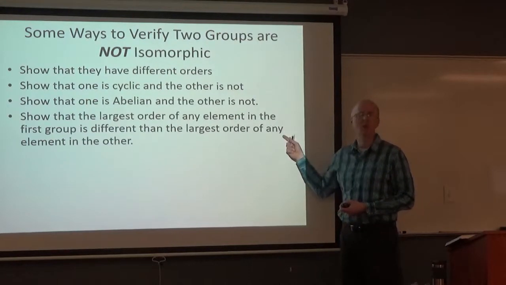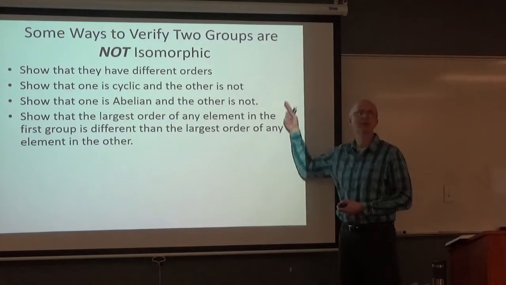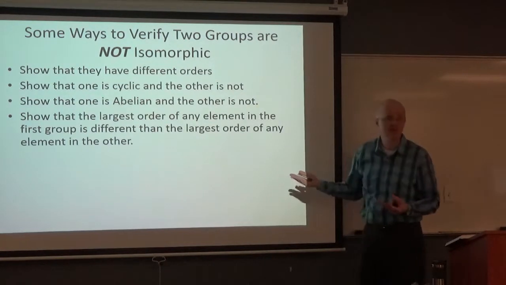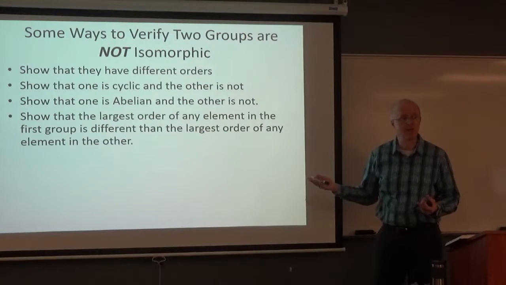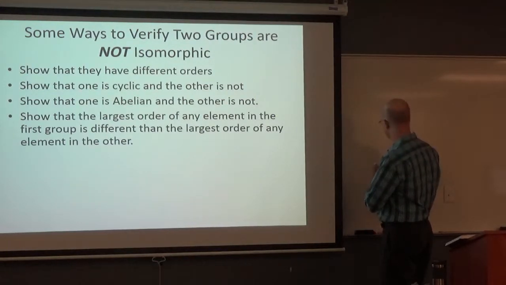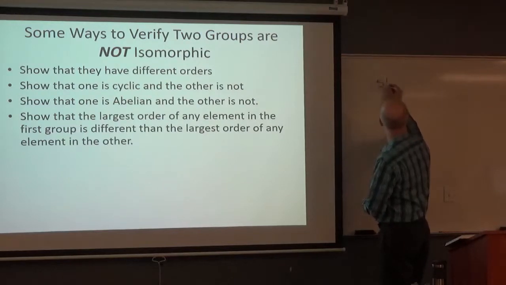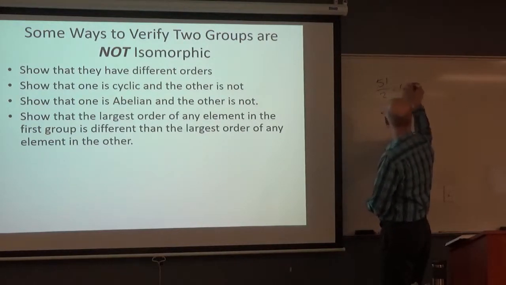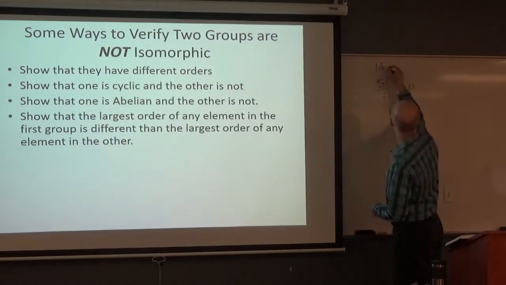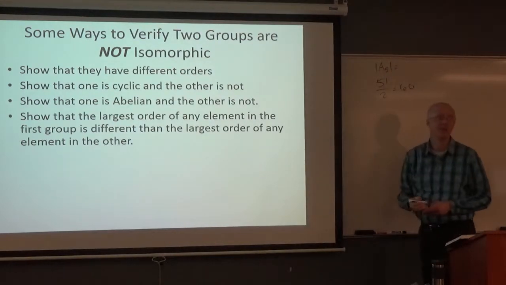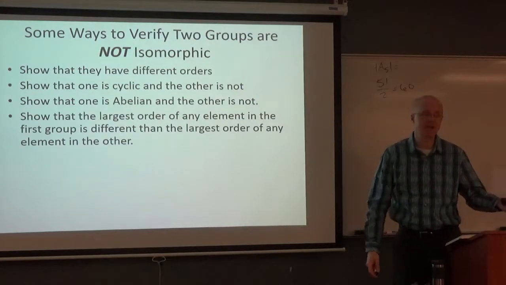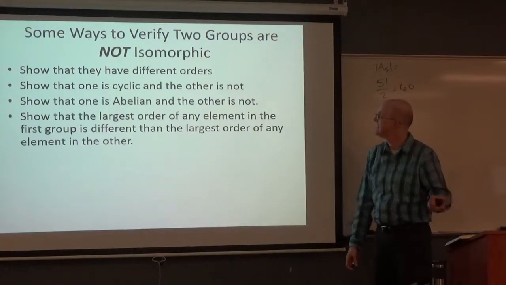Well, you could compute orders of elements. Maybe the overall groups have order 60, like A5 does. Right, the alternating group of degree 5 has order 5 factorial over 2. Should be 60. The order of A5. Maybe you got A5 and you got some other group of order 60. Definitely not cyclic, definitely not Abelian.